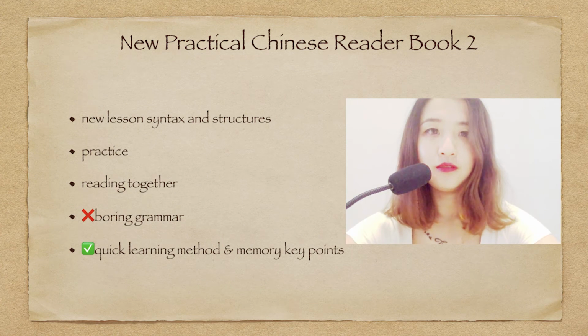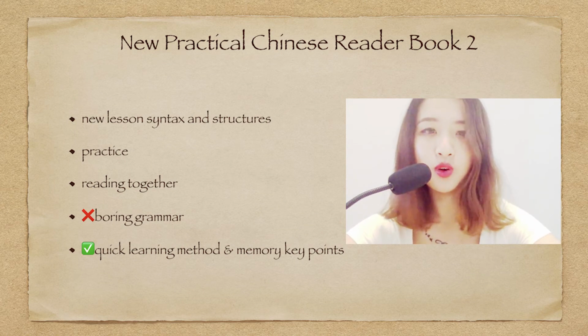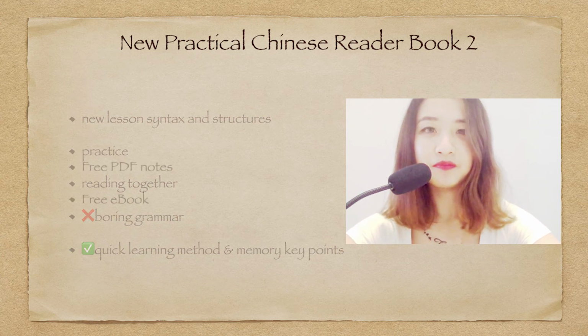Each learning video has 3 parts: new lesson, syntax and structures, and practice and reading together. We're not dealing with too many grammar points because we will be providing you with the quickest learning method and also memory key points. Make sure you can understand the logic, rules, and also the regulation of our Chinese language. And then you can make conversations according to what you want to say.